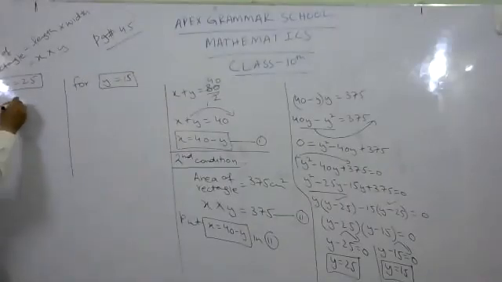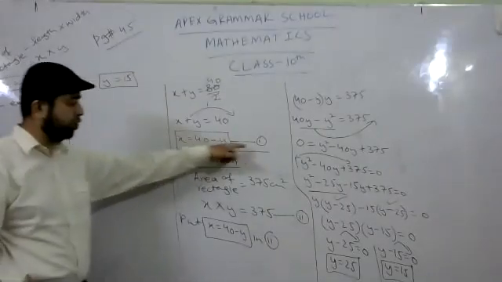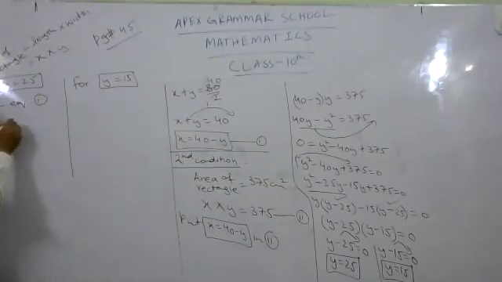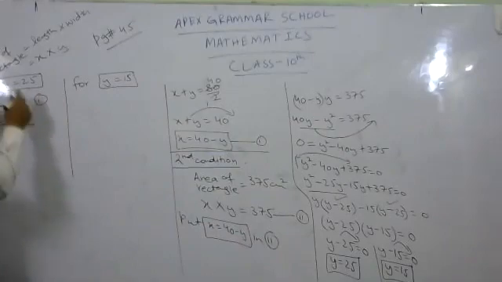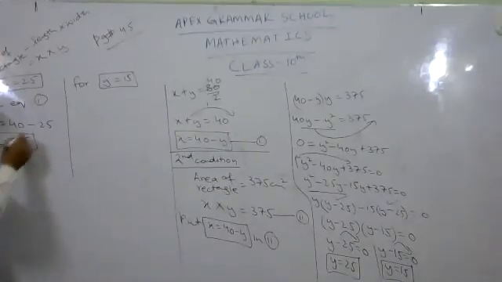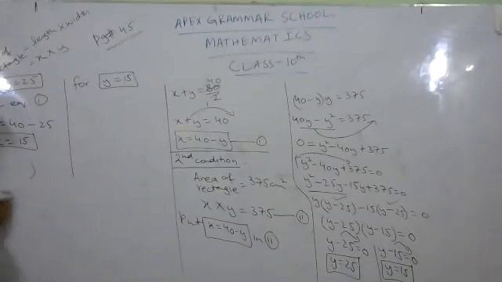From equation number 1, x is equal to 40 minus the value of y, which here is 25. So the x value will be 15. These simultaneous equations we can write in the form of an ordered pair. First we will write the value of x, then we will write the value of y.